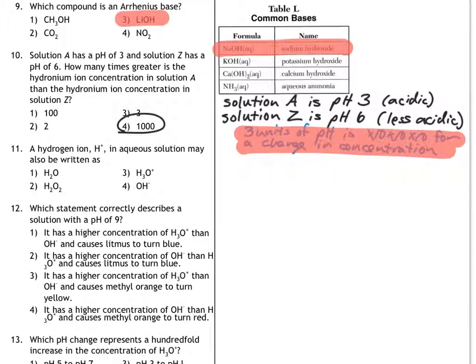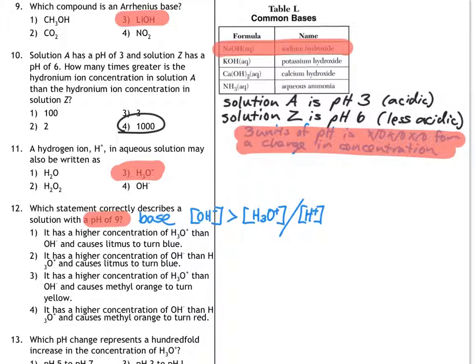Moving forward, we want to know a hydrogen ion, H+, could also be written as, well, that one's easy. We just talked about this one, but it's H3O+. Number 12, which statement correctly describes a solution whose pH is 9? Well, if your pH is 9, that does mean you're a base, which also means that your concentration of hydroxide is more than your concentration of hydronium or hydrogen.